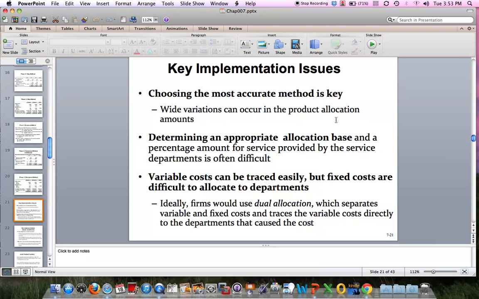Using direct labor hours and machine hours seem to make sense in this example, but you also have to make sure that you use a method that makes sense, and that there is a cause and effect. Okay, that's an important thing also.